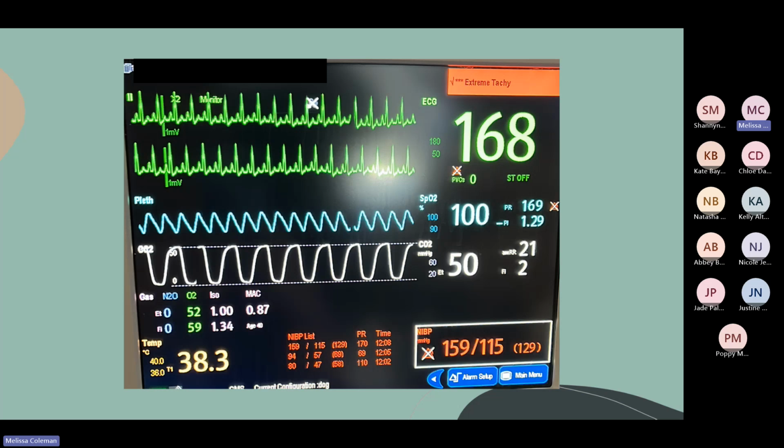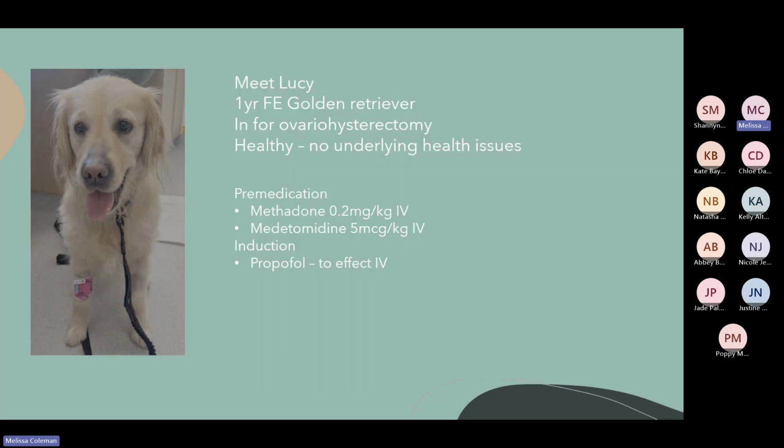And then we're just going to have another scenario. This is Lucy. She is a 1-year female entire golden retriever in for her stay. Again, she's healthy, no underlying issues. We've given a methadone and metformin pre-med again, and we've just done propofol this time.